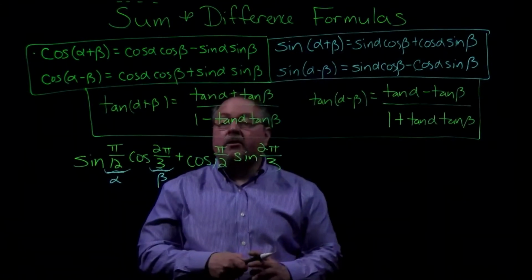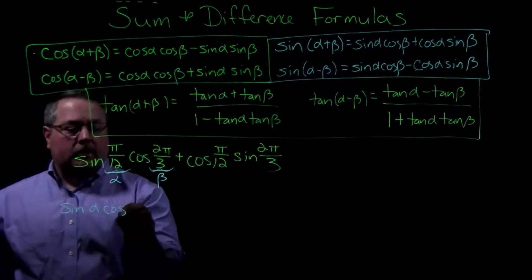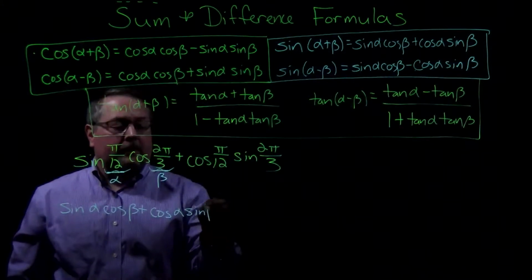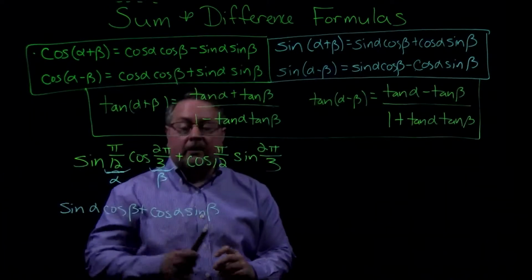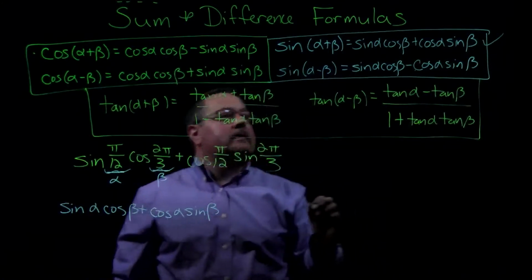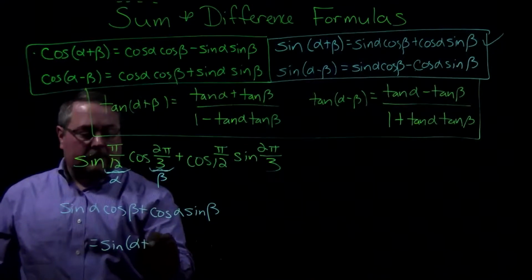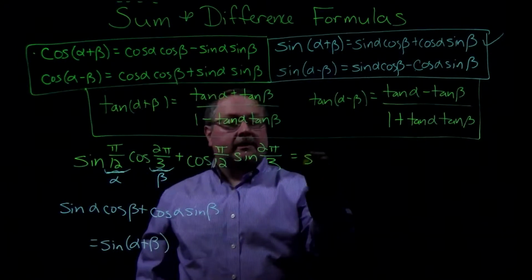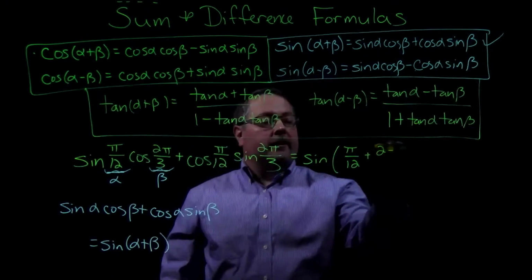So we're going to look at this and note that it takes the form sine alpha cosine beta plus cosine alpha sine beta. So if we just generically replace pi over 12 and 2 pi over 3 with alpha and beta, we're going to have something that looks like this. But that is exactly the sine of alpha plus beta. So that tells us that we can rewrite our original expression as the sine of pi over 12 plus 2 pi over 3.